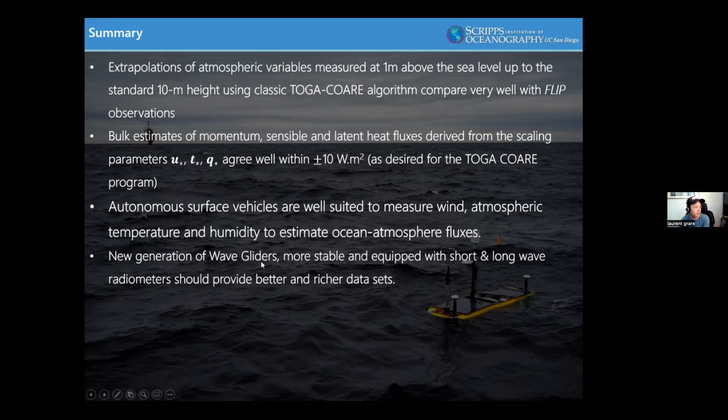And yeah, as I mentioned, the new Wave Gliders are much more stable, and also equipped with short and long wave radiometers, which should provide better and richer data sets. Thank you.